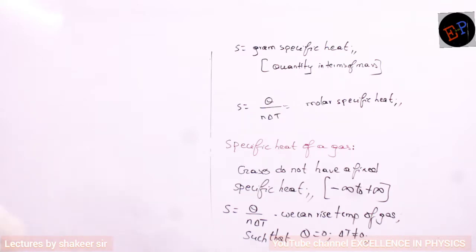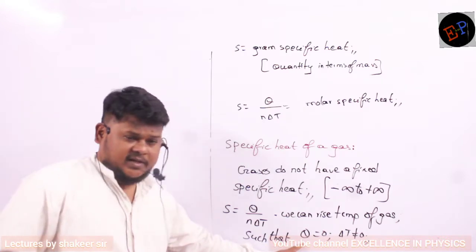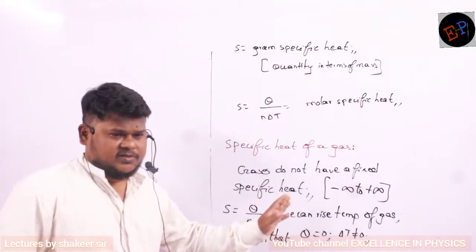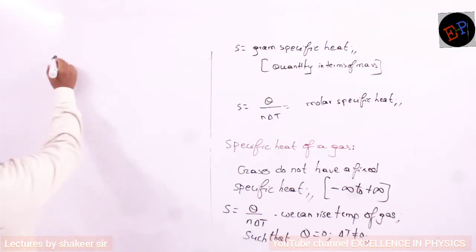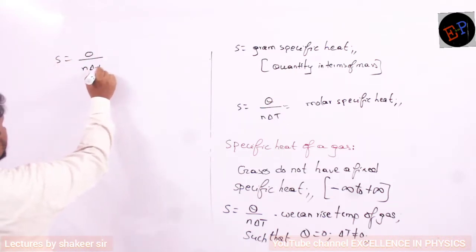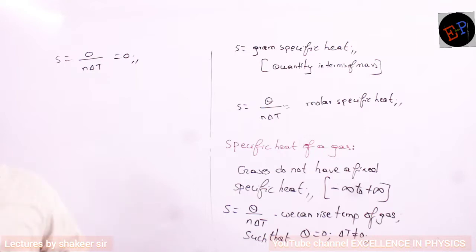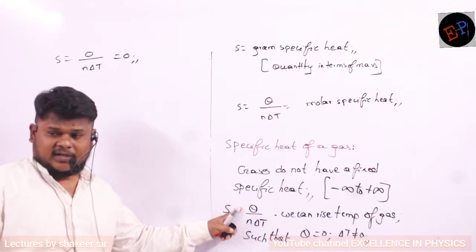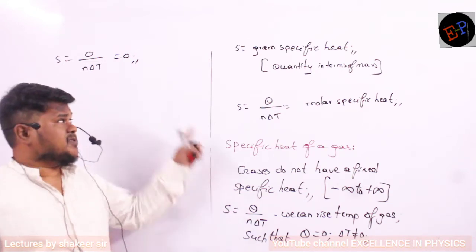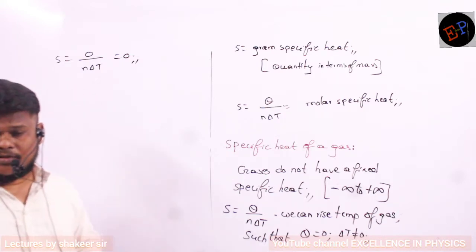So what I want to do here, I want to raise the temperature of a gas. But I should not supply heat energy. Change in temperature is not 0. It means temperature is definitely increasing. Then in this condition, what will be my specific heat? S is equal to 0 by n delta T will become 0, no? Why has specific heat become 0? Because Q value has become 0. We are raising the temperature, but we are not supplying heat energy. So specific heat has become how much? 0.